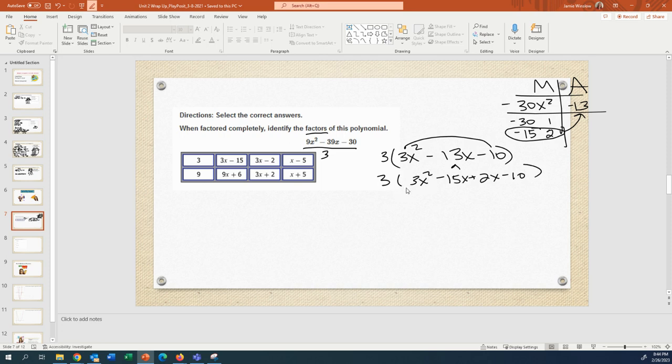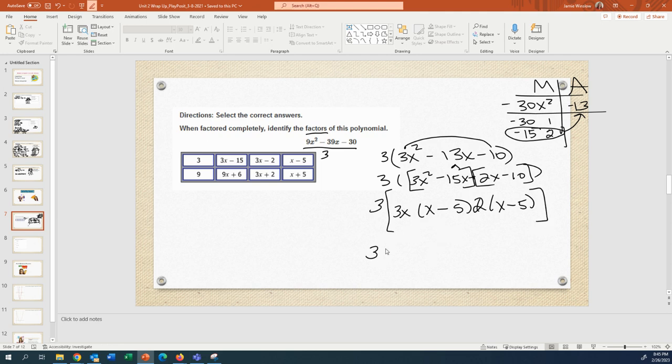And see what we get. We're going to group the first two and group the second two. So we have this 3 hanging out here. I'll keep it out there all the way till the end. So we're going to take out a 3x from each of these, and you have left x minus 5. And we'll take a 2 out, and we have x minus 5.